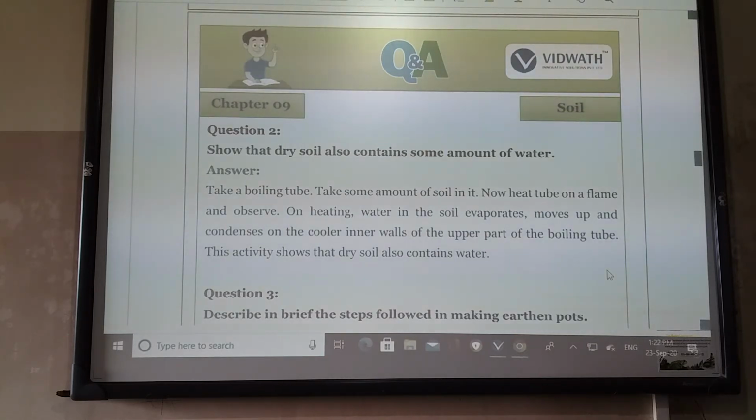Here you can do an experiment. Take a boiling tube and take some amount of soil in it. Now heat the tube on a flame and observe. On heating, water in the soil evaporates, moves up and condenses on the cooler inner wall of the upper part of the boiling tube. This activity shows that dry soil also contains some water.